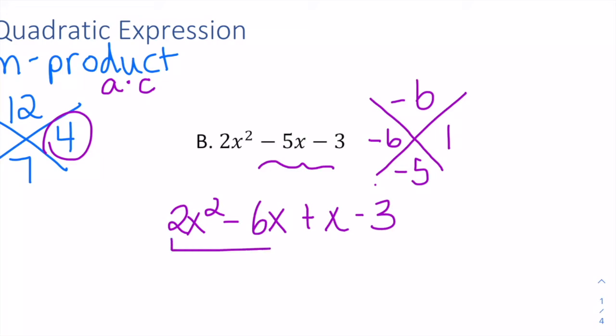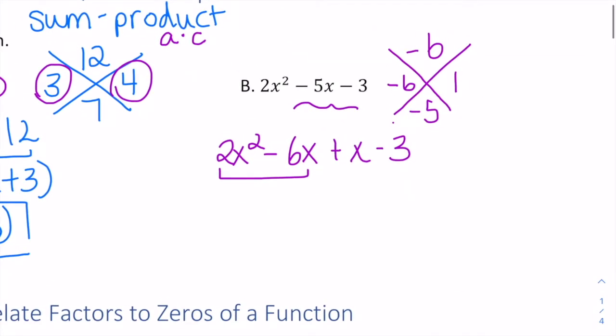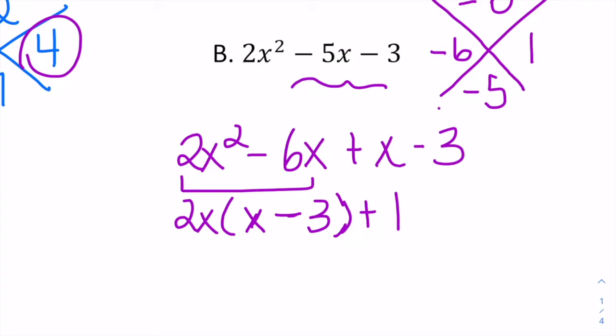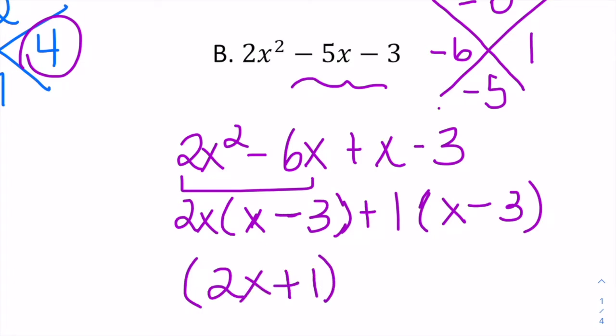Now looking at the first two terms, the GCF is going to be 2x. And we're left with x minus 3. Well, there's no common factor except for 1 with x minus 3. So if we factor out a plus 1, we'll have x minus 3 as the binomial. So this factors into 2x plus 1 and x minus 3.